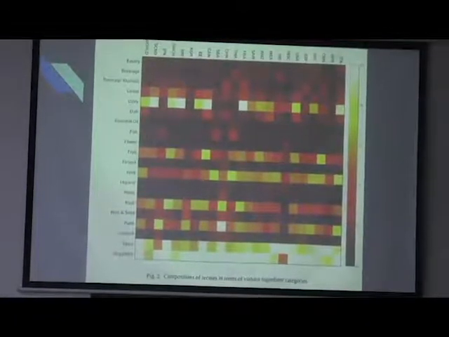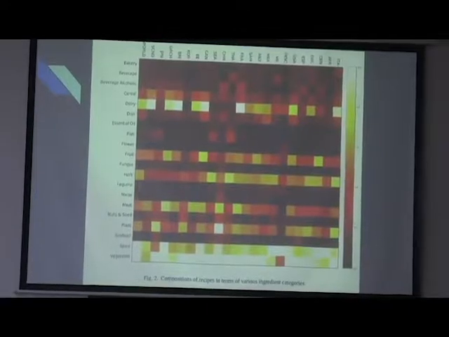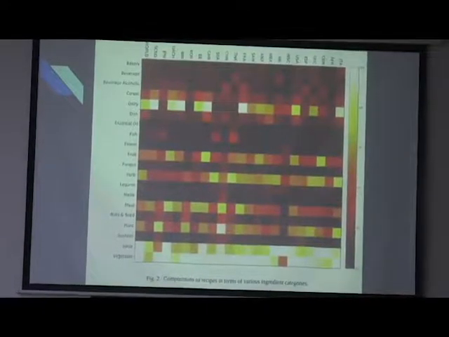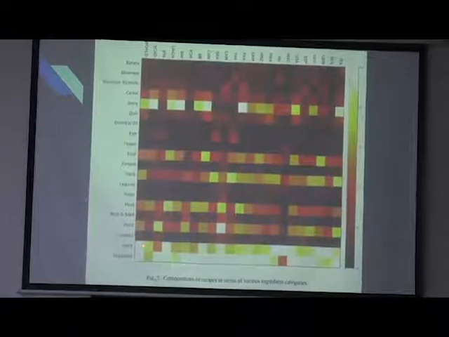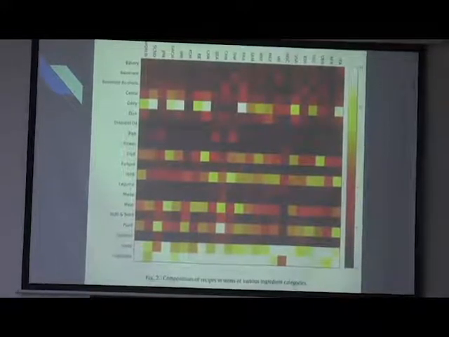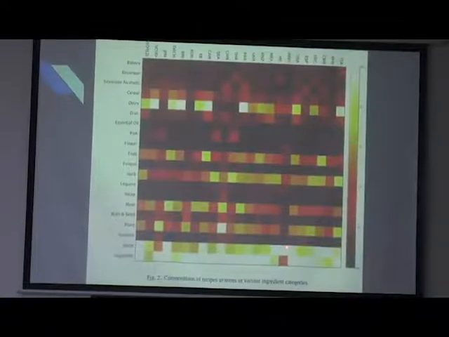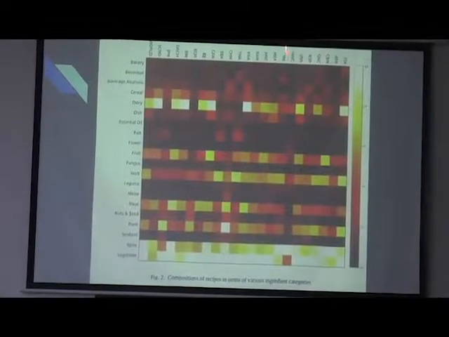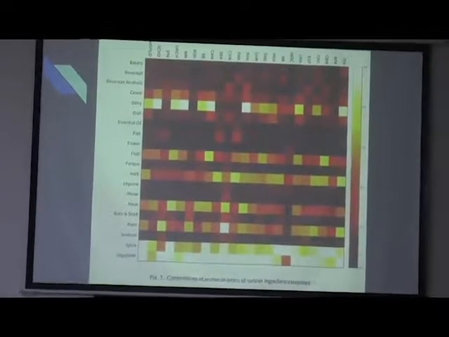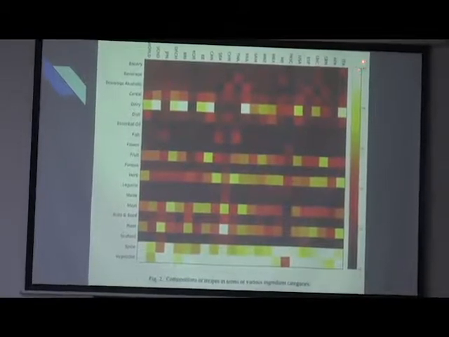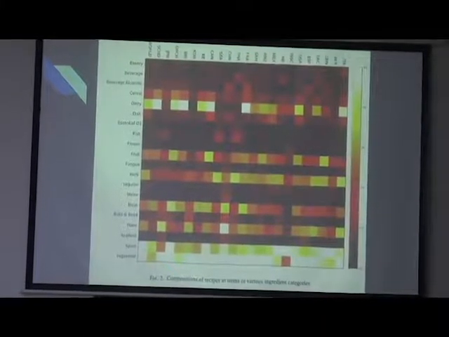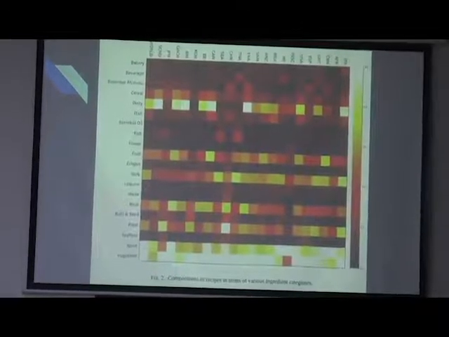Moving on, we have the composition of recipes with their categories. We all know that spices are quite dominant in the Indian region. We can also see that in Indian cuisine, spices have a very high frequency, according to the scale, 1.4. This heat map represents the ingredients and their categories.